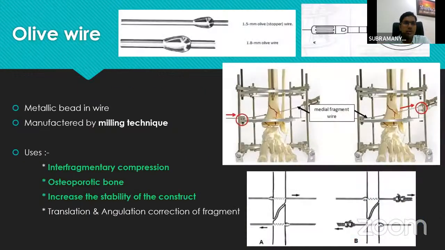So hollow wires are mainly a metallic wire with a metallic bead in the wire. They are manufactured by a milling technique. It is commonly used for interfragmentary compression in fractures, or it's used in osteoporotic bones where the normal smooth wires might migrate. It increases the stability of the construct when you use a hollow wire, and it is used for fracture reduction, for angulation and translation corrections of the fragment.